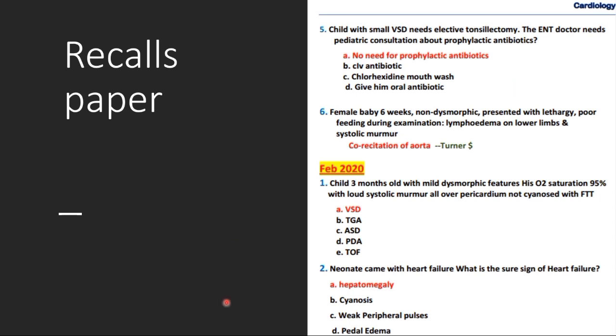So like this you can solve all the questions. These are the recall questions, very important.